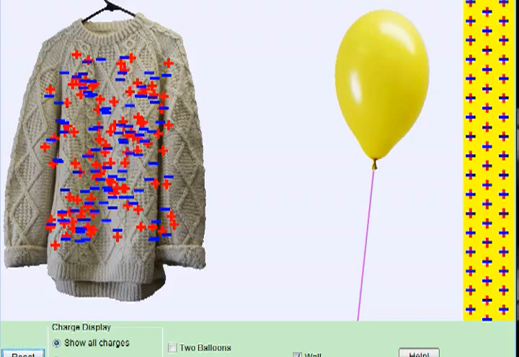The balloon that we have in the middle is neutral. That means it has an equal amount of positive and negative charge. And the wall, which is this yellow part on the right of the screen, is also neutral. Every red plus has a blue minus on top of it, so every red plus has a negative charge attached to it. In the wall, the positive and negative charges are strongly attracted to one another, so they don't like to get pushed apart.